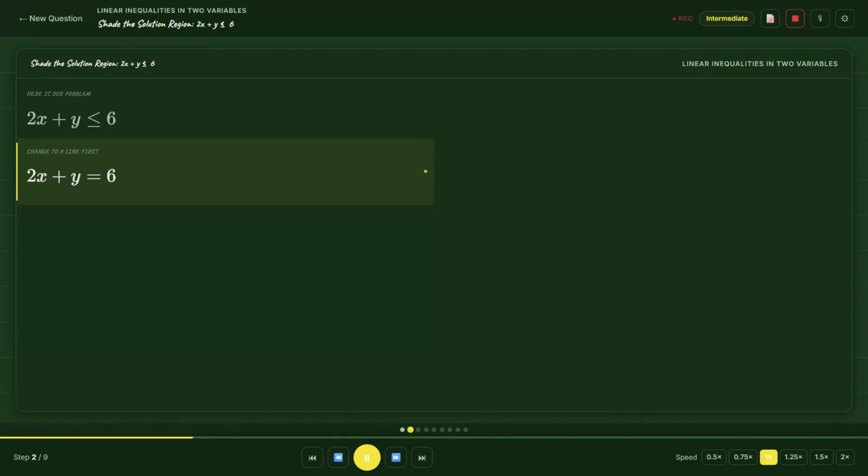First, let's change the inequality sign to an equal sign. This gives us a straight line. This line is called the boundary line. It's like a fence that separates two sides.